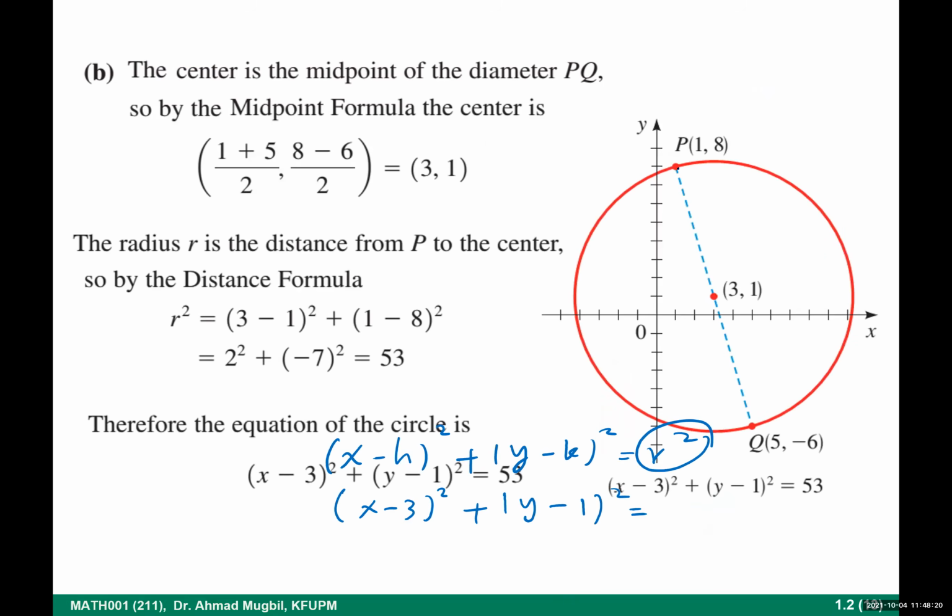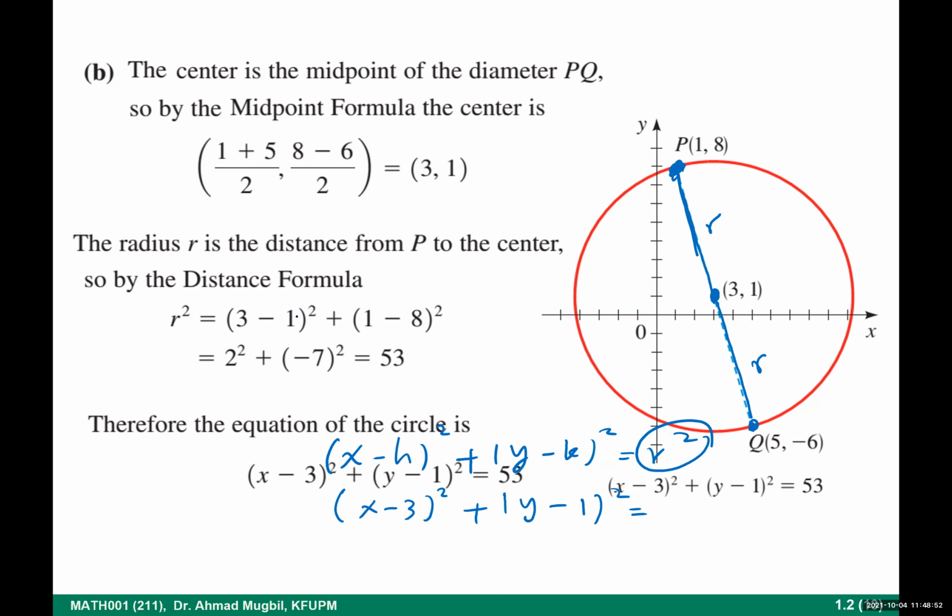These are the 2 points that are given. The diameter is the line between them, and it passes through the center. So we did find the center, 3 and 1. Now you can find the radius by 2 methods. The first method is to find the distance between these two points, and then divide by what? By 2. And this is, I think, what he did.